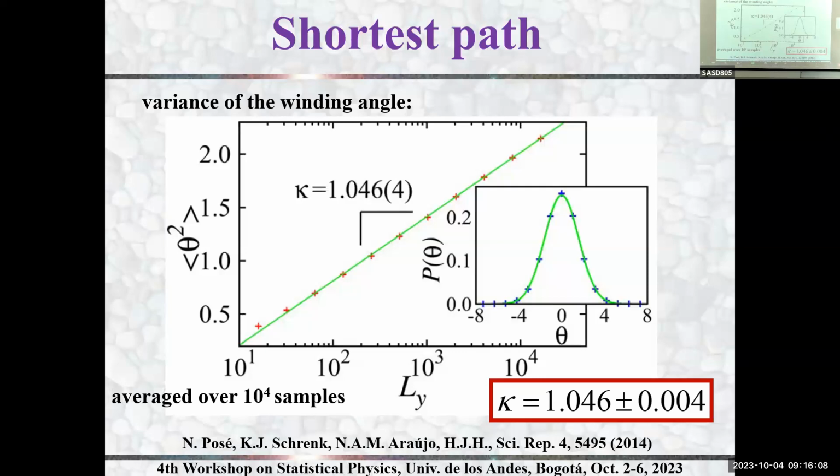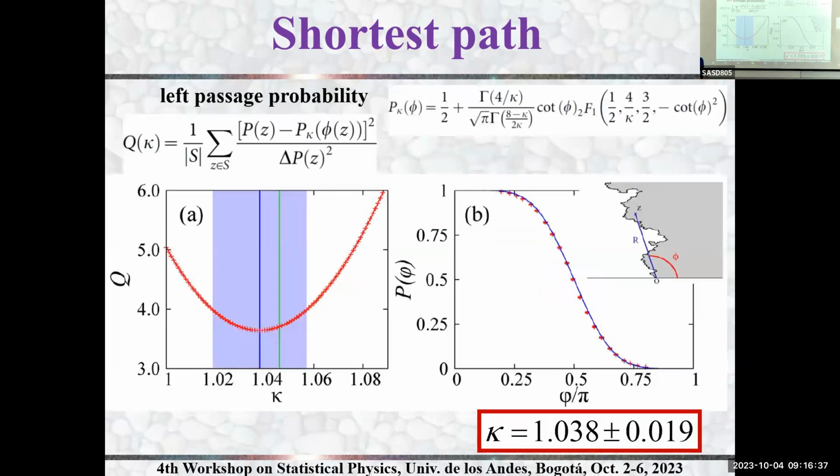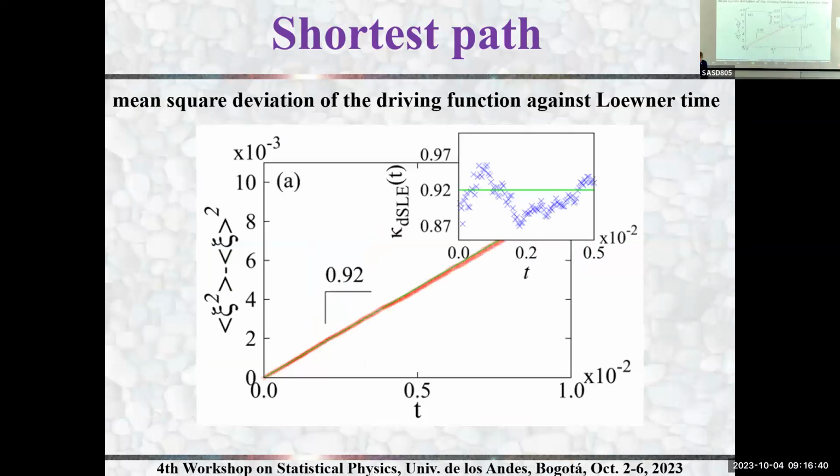You can now first look at the winding angle to see if you have conformal invariance. And you see that there is a very beautiful, let's say here you plot the square of the winding angle as a function of the system size, logarithmically plotted. You get then this logarithmic increase, and the slope gives you kappa. Then you can do the left passage probability. Yeah, left passage probability. No, this is not the driving function.